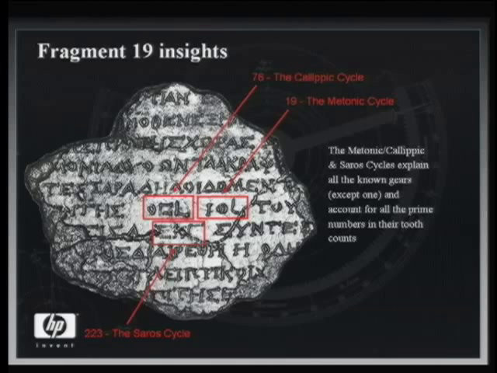Here's just a blow up of some of the numbers that occur. These are all astronomical cycles that the mechanism describes, and I've got a slide to define all these in a minute, but basically there are 76 years in something known as the ecliptic cycle, there's 19 years in the Metonic cycle, and 223 sidereal months in a Saros cycle.